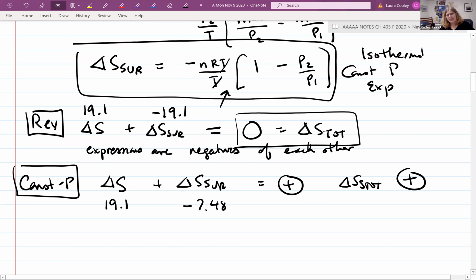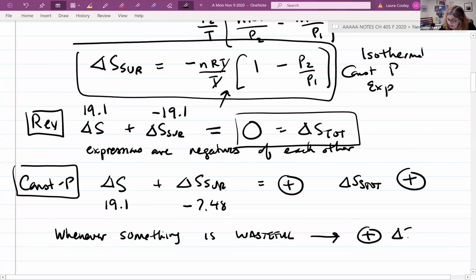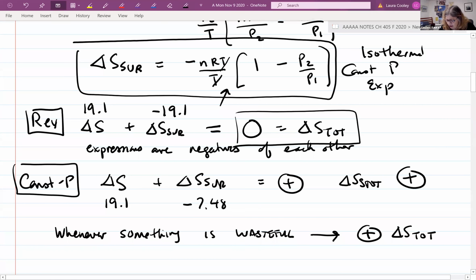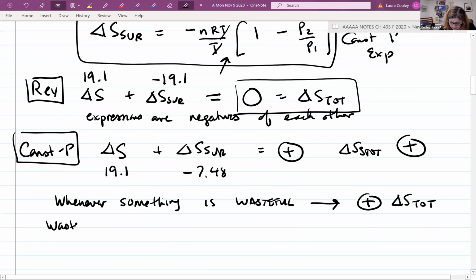All right, the best I could do was I found a reference, and it makes sense to me. I guess you could say that whenever something is wasteful, it leads to a positive delta S total. And what's wasteful about this process? You know, why would you say that the constant pressure is wasteful?